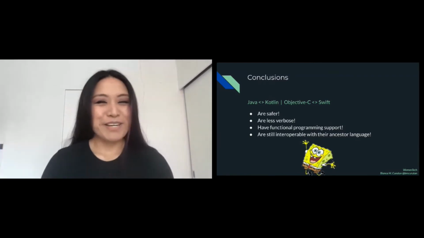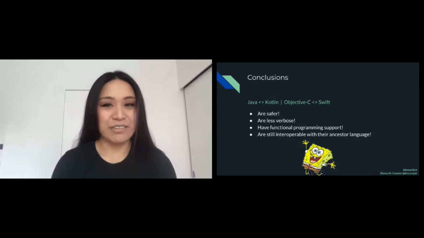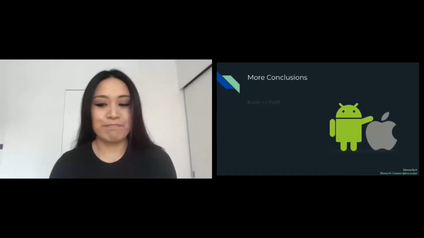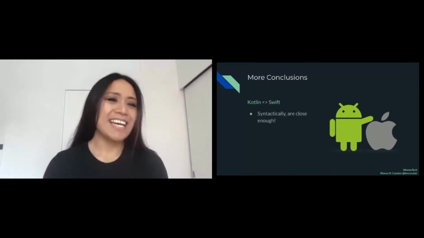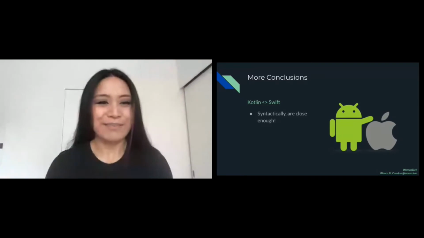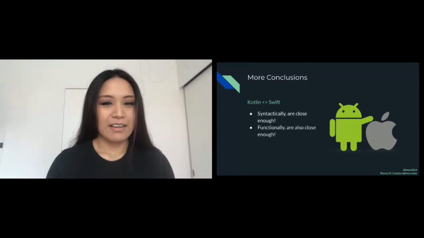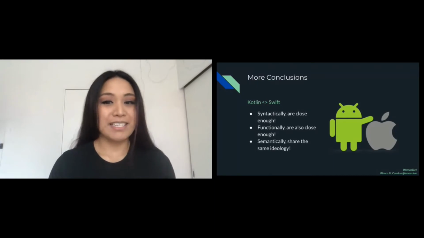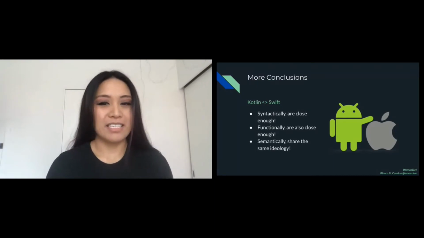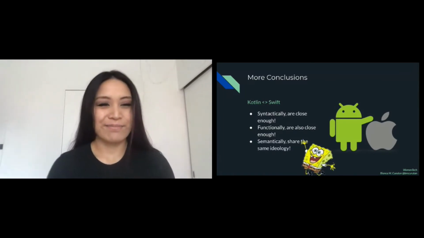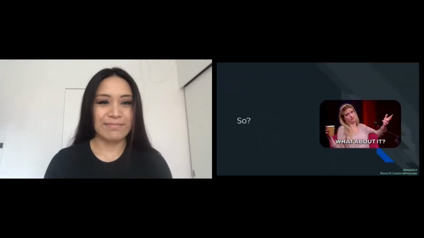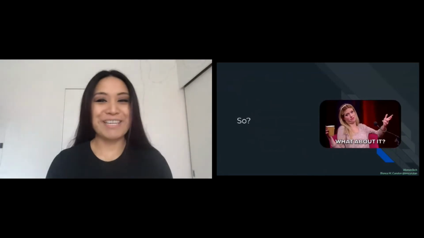Well, now that we've compared Kotlin and Swift to their ancestral languages, how do they compare to each other? That part is easy. Syntactically, they're close enough. You can see that in the examples we covered today. Functionally, they're also close enough. And semantically, they share the same ideology since they solve the same problems created by their ancestor languages. So, what does that mean for you?